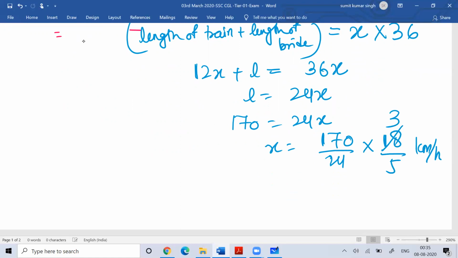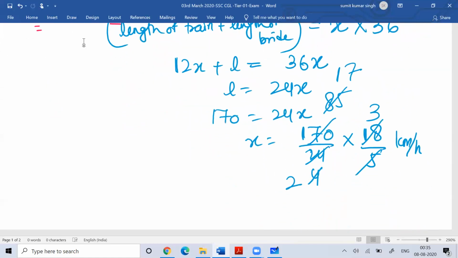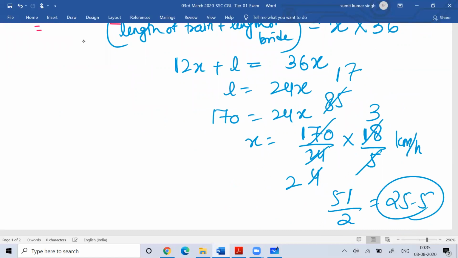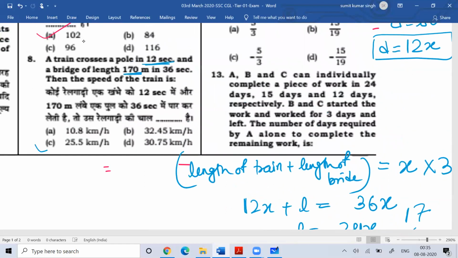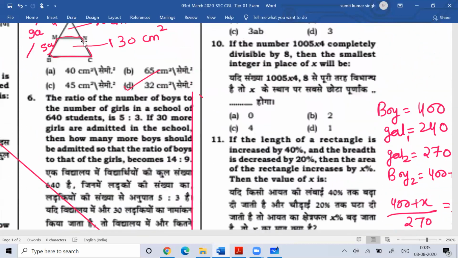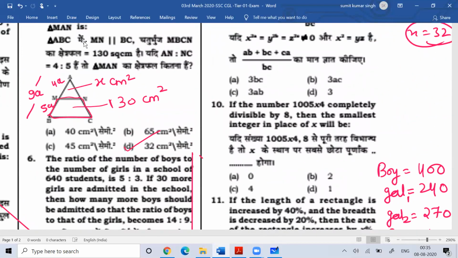So if I do this, this is 3, this is 4, this is 4, this is 2, this is 85, this is 17. So 17, 3s are 51 by 2. So we'll get 25.5 kilometer per hour. The answer is 25.5 kilometer per hour. That is the option. That is the speed of the train. Fine.